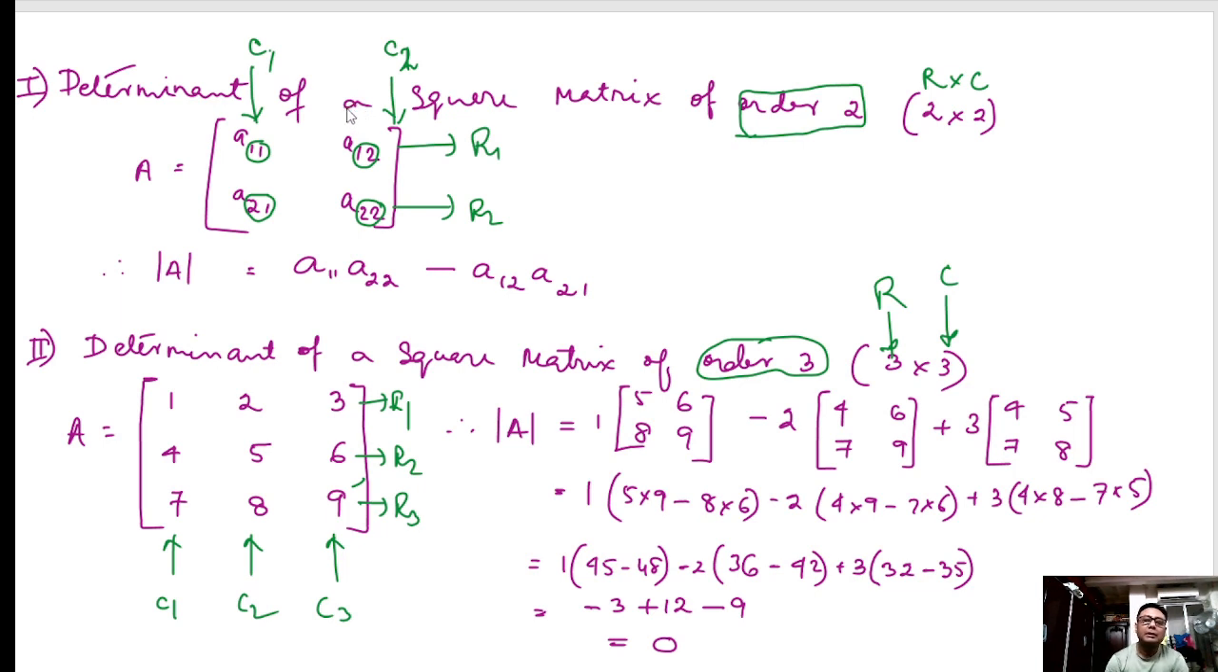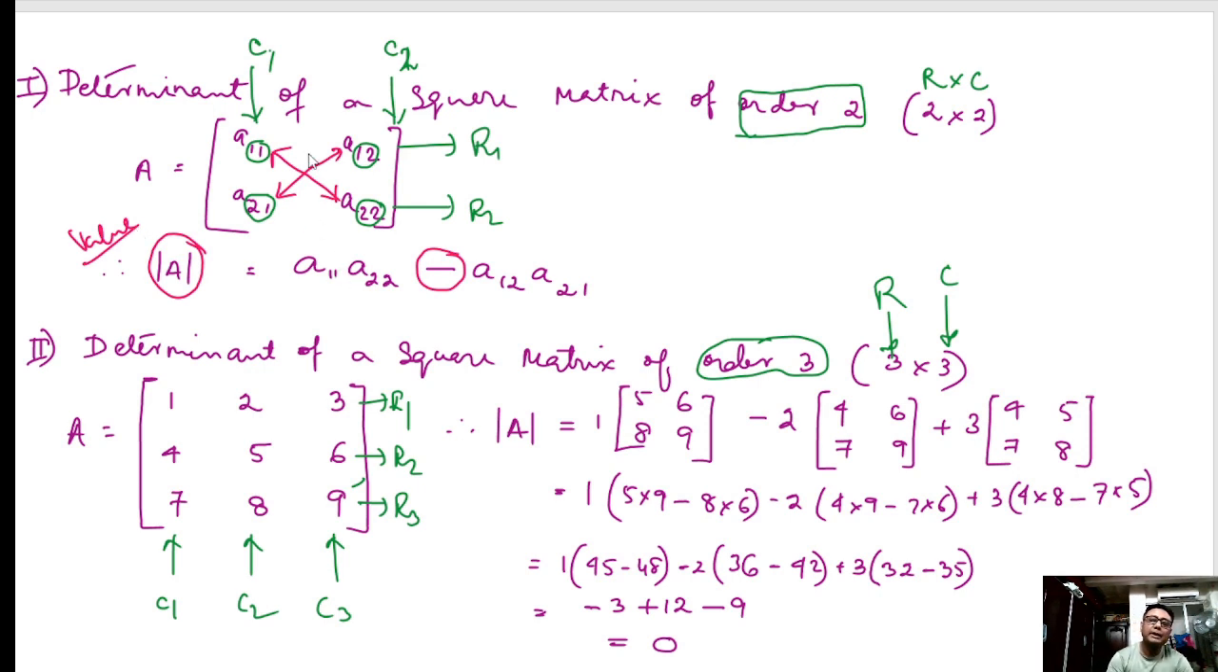So how to find the value of the determinant? Please note, to calculate the value of the determinant of the second order, you have to multiply these two, put a minus sign, and then multiply these two. So this is finding the value of the determinant. Mod A means the value of the determinant. The value of the determinant is found by using mod A.